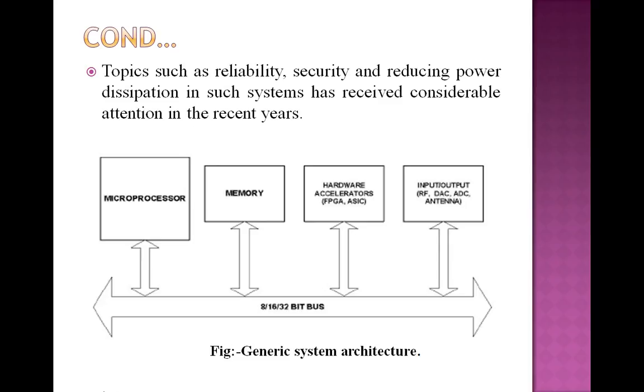This is a simple basic architecture of a generic system. Here we have an 8, 16 or 32-bit bus. To this bus we have connected a microprocessor, memory, and hardware accelerators, in the sense of FPGA and ASIC, plus input and output of RF, DAC, ADC, and antenna. With the help of these blocks, we'll design an architecture so that our hardware software codesign works to reduce cost and improve performance.